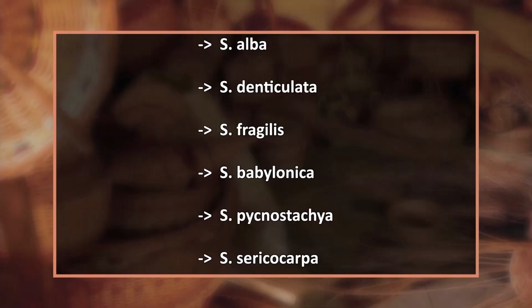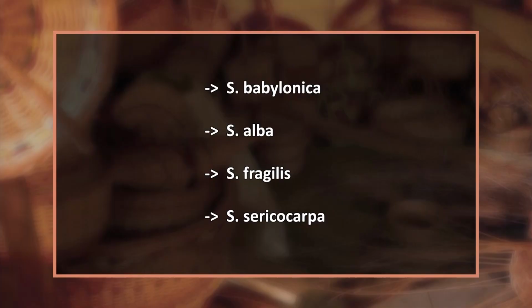The willow species, for example, Salix alba, Salix denticulata, Salix fragilis, Salix babylonica, Salix pycnostachya and Salix sericocarpa, play an important role in preventing soil erosion. Some species also play a role as windbreaks, particularly those having a tree growth form, for example, Salix babylonica, Salix alba, Salix fragilis and Salix sericocarpa.